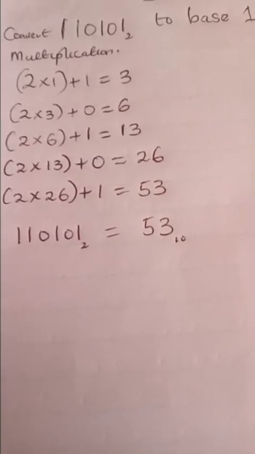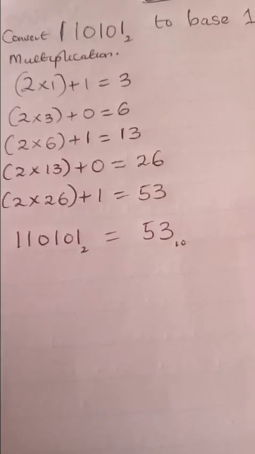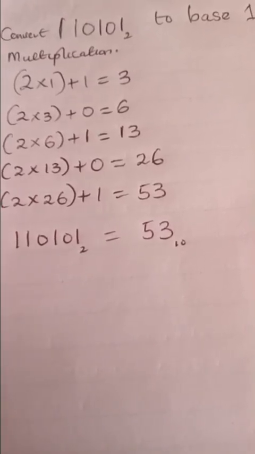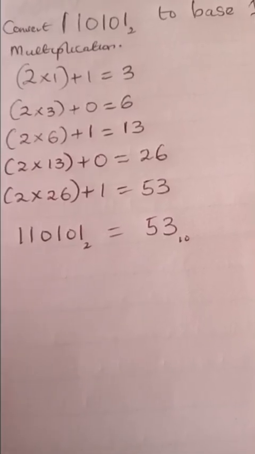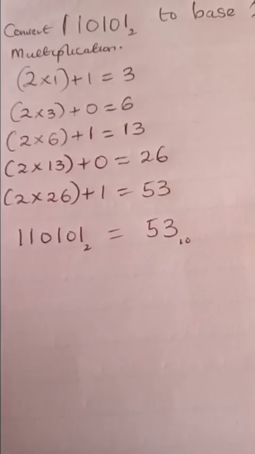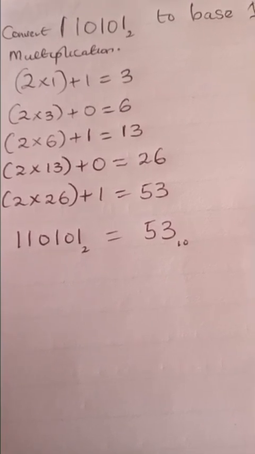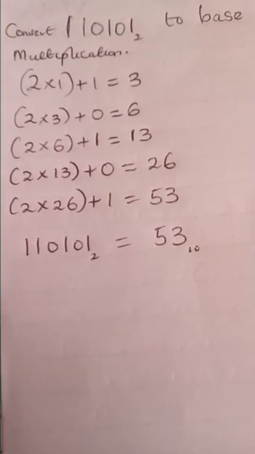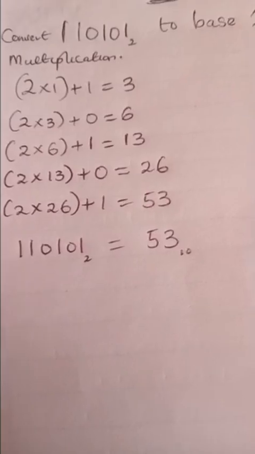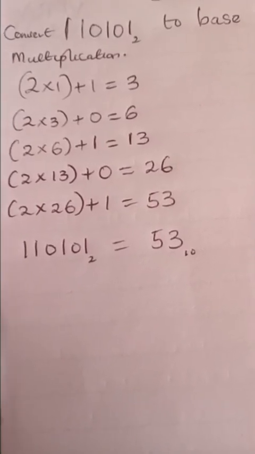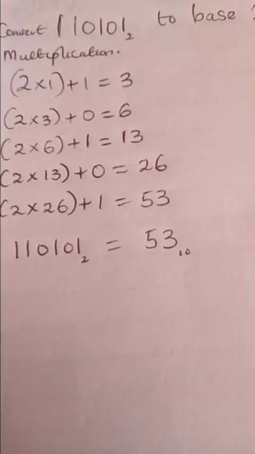So 2 times 1, which is the first number, plus 1, the second number, we got 3. Now, the result, which is 3, multiplied by the base, which is 2. So 2 times 3 plus the next number, which is 0, gives us 6. The result, 6, multiplied by the base again, add it to the next number, which is 1. 2 times 6 is 12 plus 1, which gives us 13.